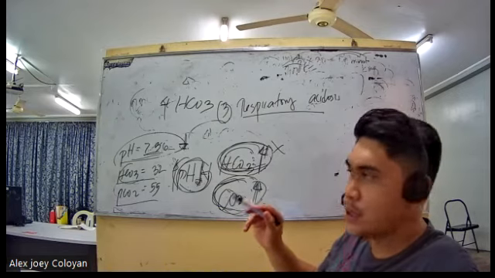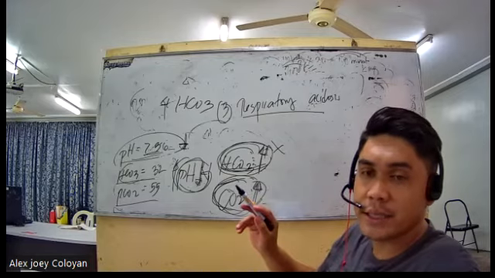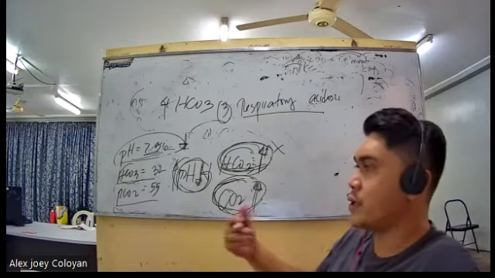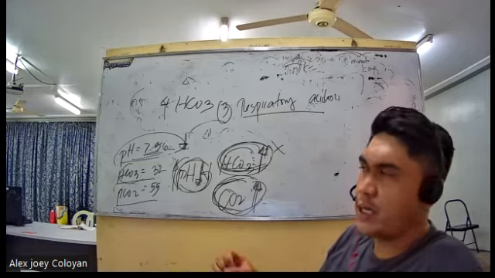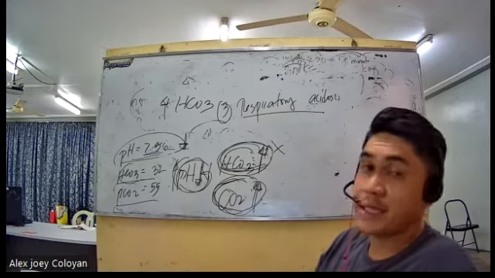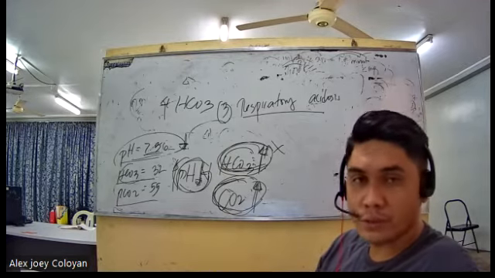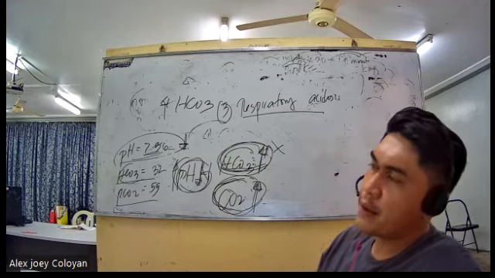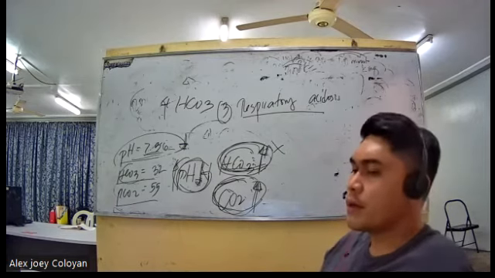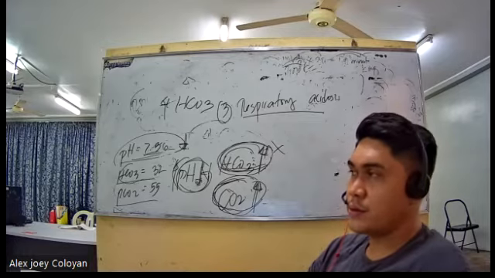High bicarbonate is the compensation, high CO2 is the cause of respiratory acidosis. It's fully compensated once the pH is normal or within the reference range. So what are the causes of respiratory acidosis? You have COPD, pneumonia, myasthenia gravis. Remember, myasthenia gravis is an autoimmune disorder, so there is production of autoantibodies that attack the nerves.